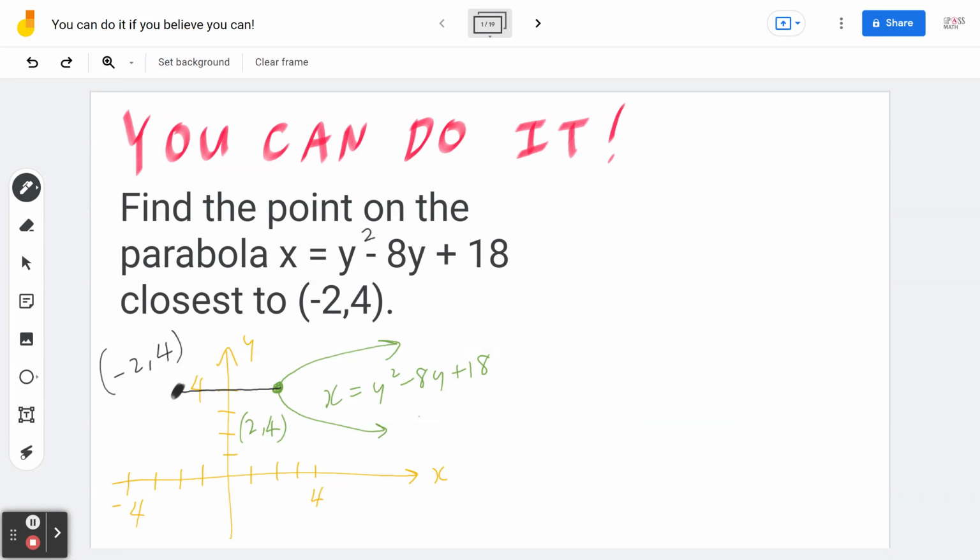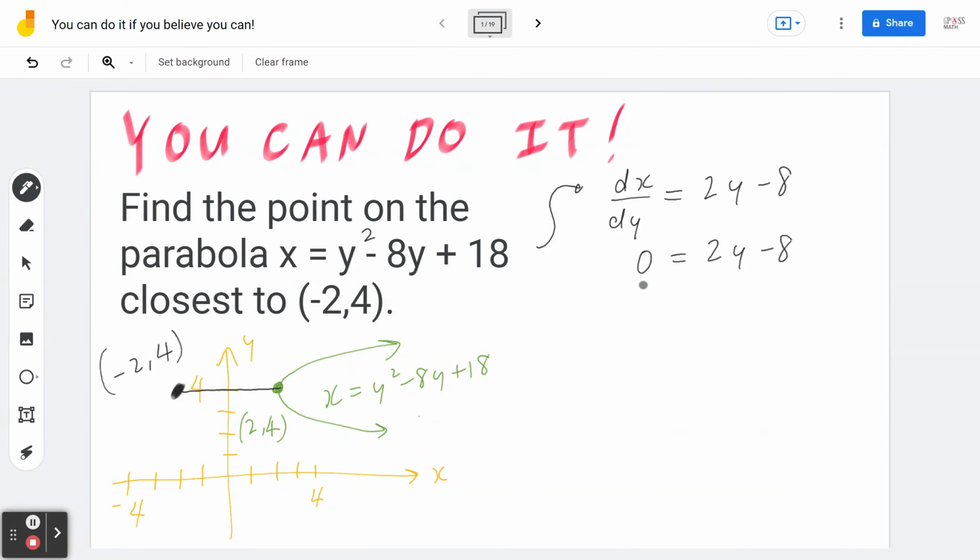But again, you can't just say (2, 4). You've got to show the steps. And here's how you show it. So step 2, I look at this function. I'm going to find dx/dy. So I'm taking the derivative of x with respect to y. That's going to be 2y minus 8. To find a critical point, I'm going to set the derivative to 0 and solve for y.